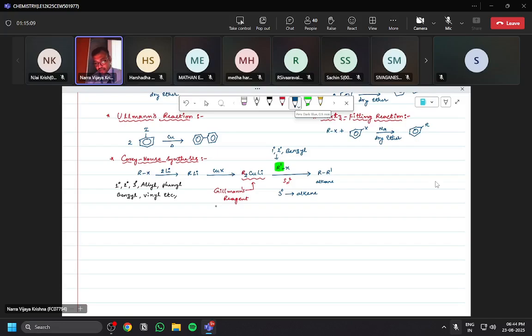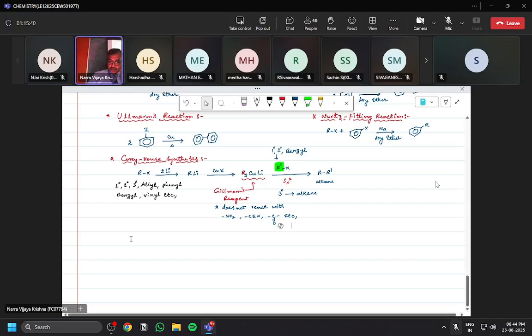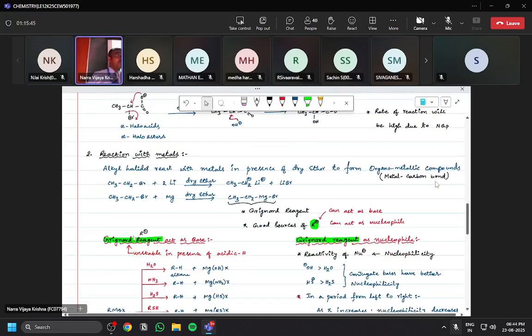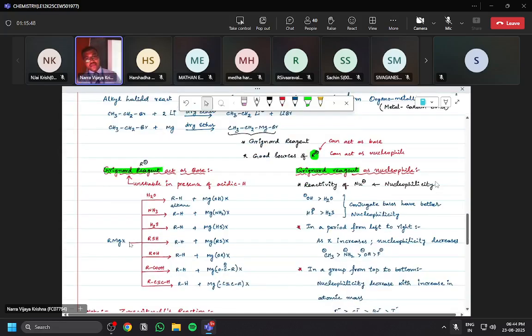Now, one more point. Gilman's reagent does not react with nitro compounds, cyanides, ketones. So in these cases also, Gilman's reagent will not react. Any questions? Respond. Any questions in this? No, sir. Next. So we are done with reaction with metals, right? Alkyl halides reaction with metals. Next.